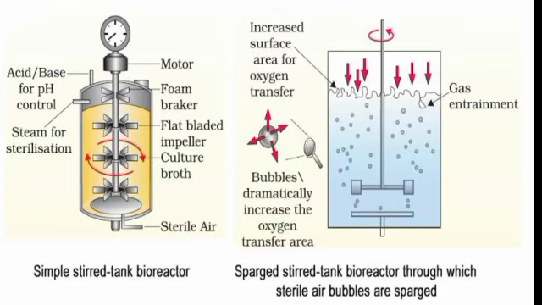Basically there are two kinds of bioreactor. The simple stirred tank bioreactor has a motor which rotates the blades. There are flat blades, and above everything I have a foam breaker, which breaks the foam up. The flat bladed impeller keeps on mixing the culture, that is, the motor will rotate, so the blades will rotate. Sterile air is let inside. I have an inlet for the acid and base for pH control, and one for steam for sterilization.